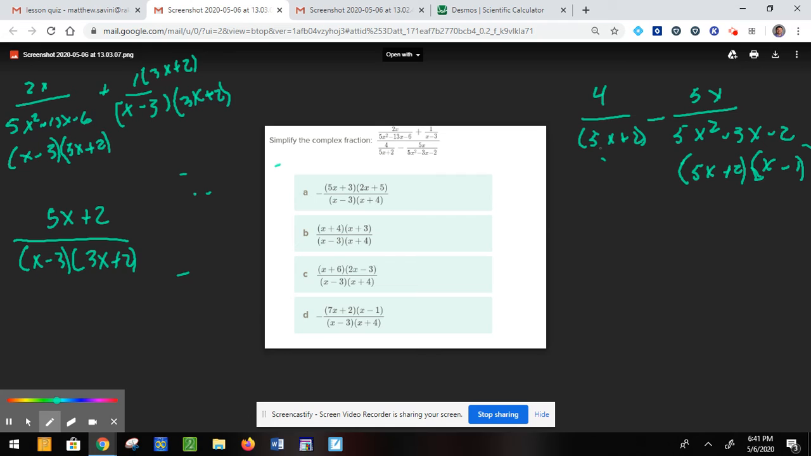So 5x plus 2 is one of those factors. That means this numerator and denominator need the x minus 1 that is missing. All right. So 4 times x minus 1 is going to be 4x minus 4. And then minus 5x. Right? So 4x minus 5x is negative x. You really have negative x minus 4. All of that over our common denominator of 5x plus 2 times x minus 1.